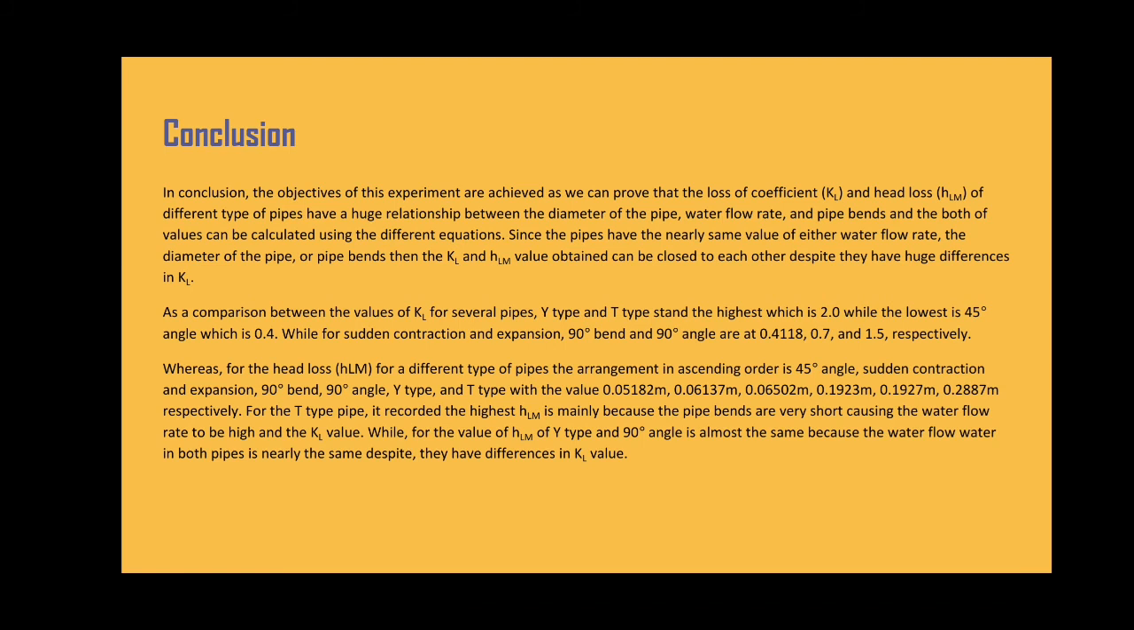Since the pipes have nearly the same value of either water flow rate, diameter of the pipe, or pipe bend, the coefficient and head loss values obtained can be close to each other despite huge differences in the loss coefficient. As a comparison of the coefficient values for several pipes, Y type and T type stand the highest, which is 2.0, while the lowest is the 45-degree angle, which is 0.4.